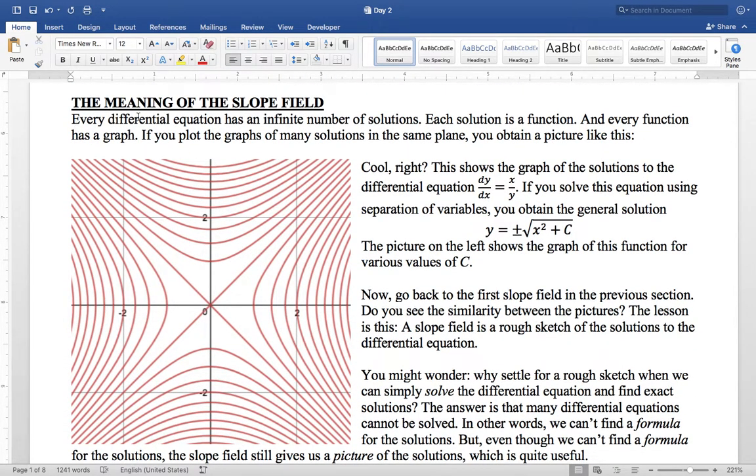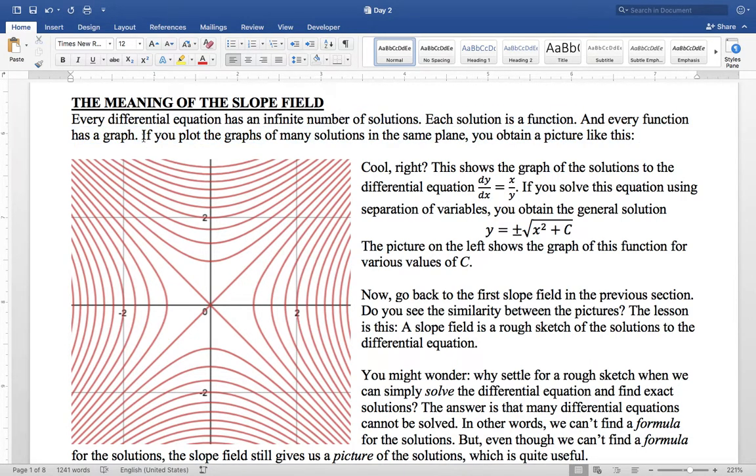Every differential equation has an infinite number of solutions. Remember that from yesterday? If you have an initial condition, then that initial condition narrows the infinite number of solutions down to one and only one unique solution. Remember, the initial condition determines the value of c, but a differential equation by itself, without an initial condition, has an infinite number of solutions. And each solution, remember, is a function. And every function has a graph.